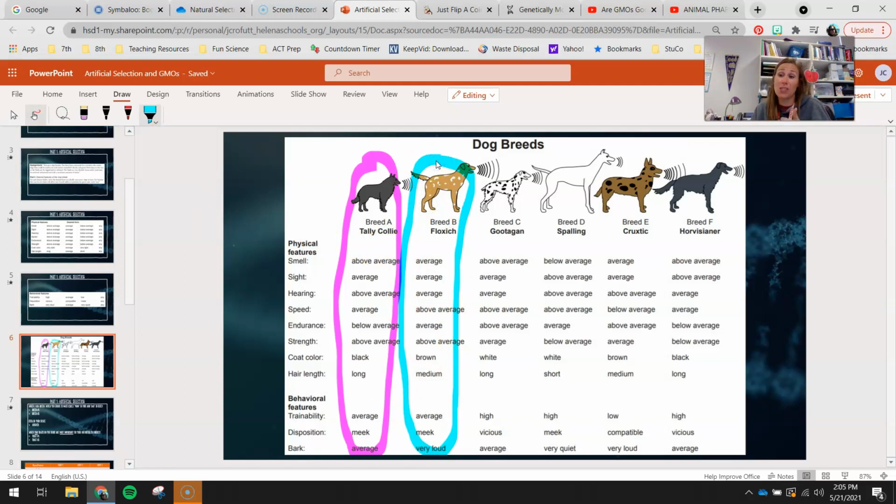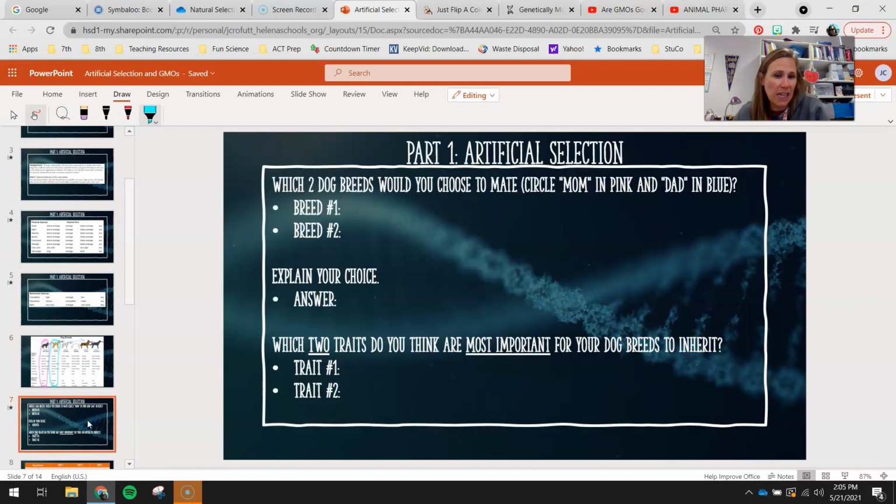Again, it doesn't matter which one you circle as the mom or the dad, but make sure you do designate one as the mom and one as the dad. Again, it doesn't matter which breed you choose as each. You're choosing the breeds anyway, so that's totally fine. Okay, and then go ahead and tell me right here, what are the 2 breeds you chose? Okay, explain why you chose those.